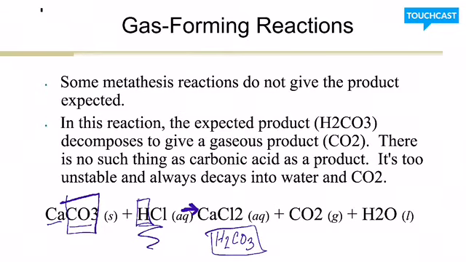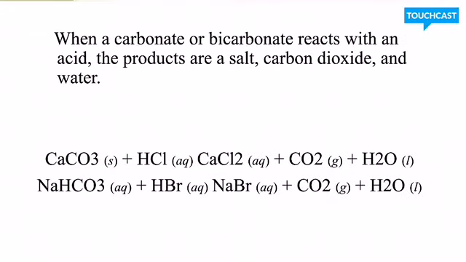You will never see this product on the product side of any double replacement reaction on the AP exam. This guy will actually decompose because it's so unstable. This is carbonic acid. Carbonic acid is so unstable that it will naturally decompose into CO2 and H2O. Carbonic acid isn't the only one that will do this. Here's a couple other examples.